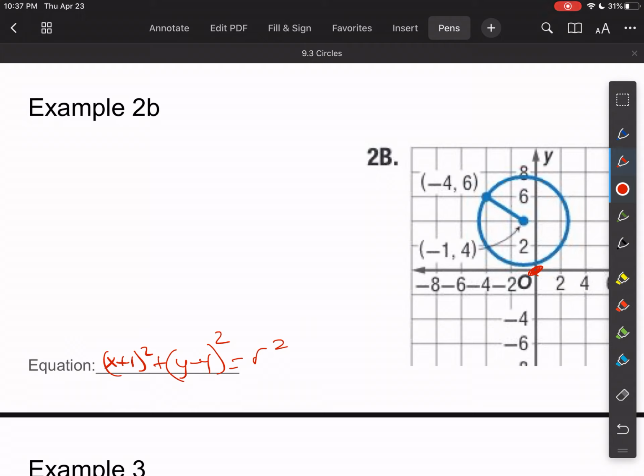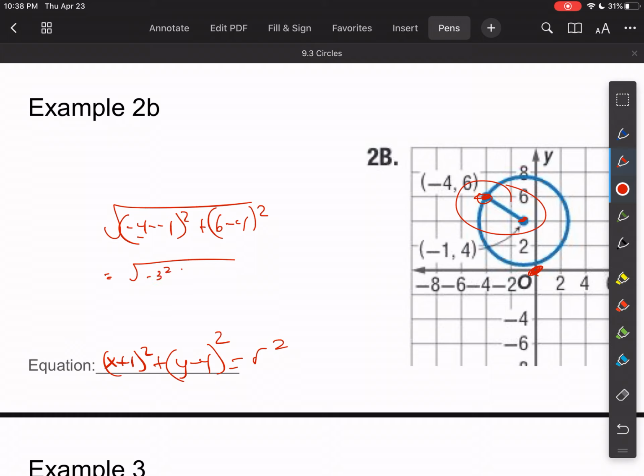Now I need to find r again, so I can do that using my distance formula. Okay, so r is again the distance between this point that's on the circle and the point in the middle. So I can do the change in x squared, so -4 minus -1 squared, plus the change in y squared, which would be 6 minus 4 squared. So this is equal to the square root of, this would be -4 plus 1, which is -3 squared, plus 6 minus 4 is 2, so that's 2 squared. -3 squared is just 9, 9 plus 4 is just 13.